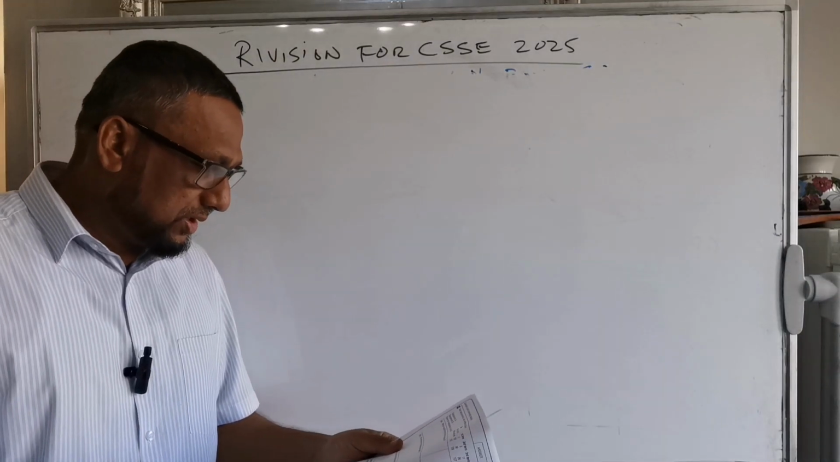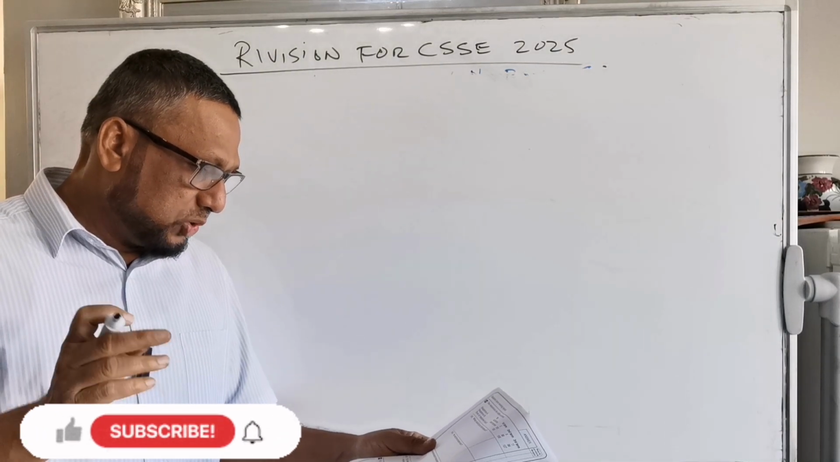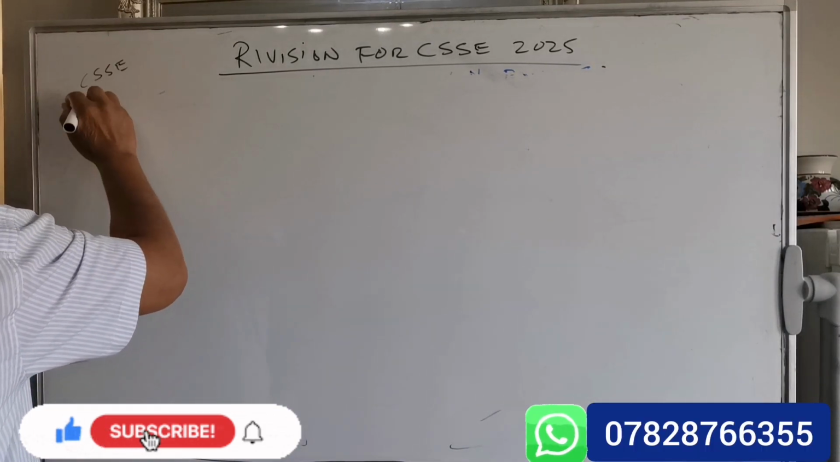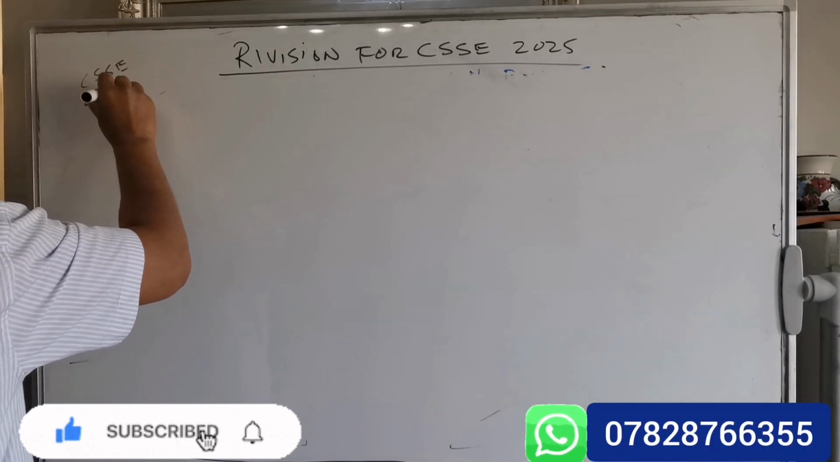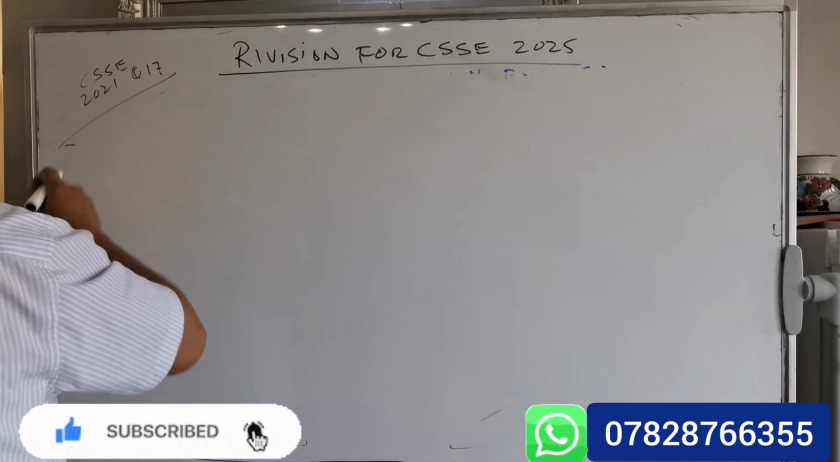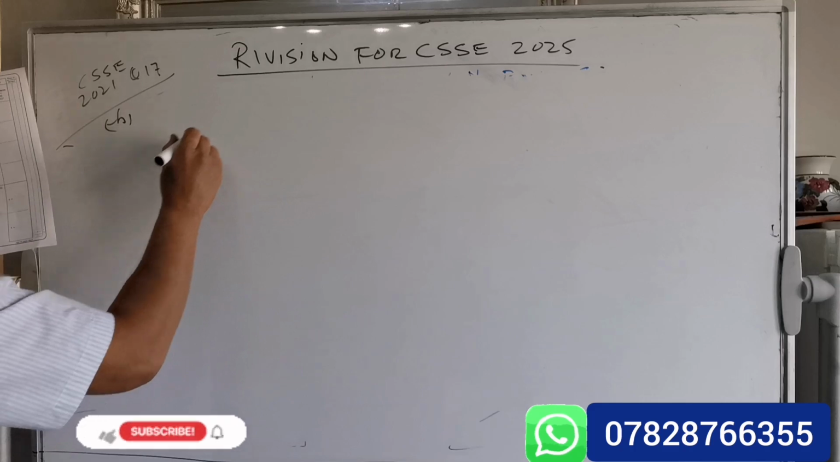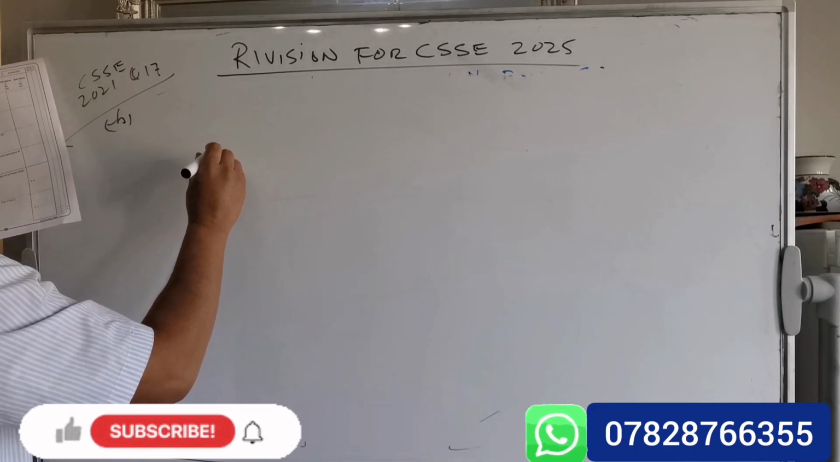I'm going to solve one of the questions which came in 2021 CSSE, 2021 question number 17. You can try part 1. I'm going to solve part B. Look at this one. They say there is a triangle.